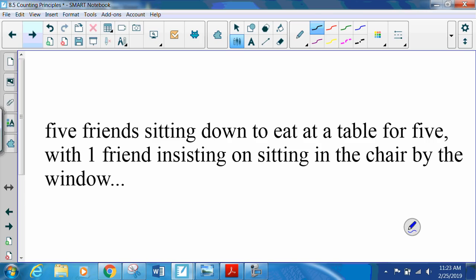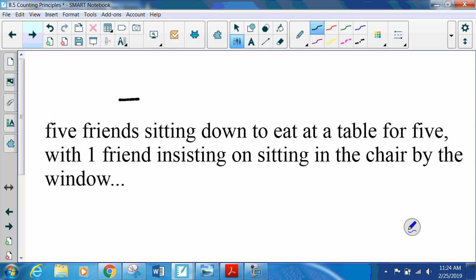All right. What about 5 friends sitting down to eat at a table for 5 with 1 friend insisting on sitting in the chair by the window? All right, this is a tricky one. And I put this in on purpose because we see that 5 friends are sitting down to eat at a table for 5, but that 1 friend is really messing this up. If that 1 friend wasn't insisting on sitting in the chair by the window, we would say this is a straight up nPr. But this is much better for the fundamental counting principle.